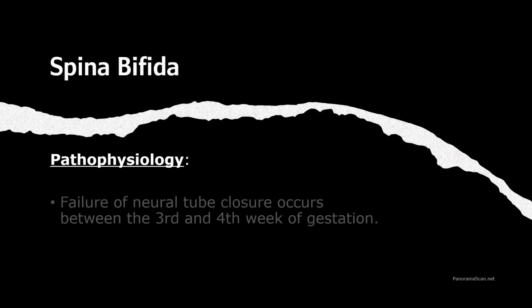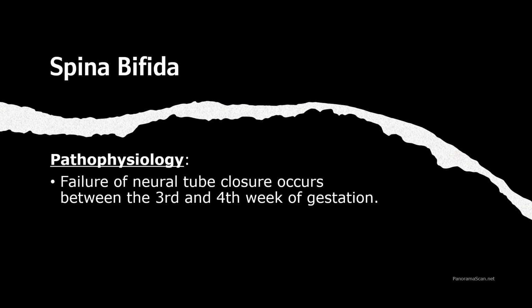Spina bifida arises from a failure in the closure of the neural tube between the 3rd and 4th week of gestation. This is a critical period of fetal development where the neural tube, which will form the brain and the spinal cord, fails to completely close.